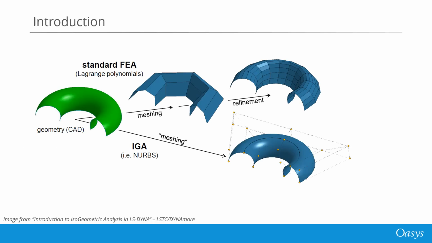Isogeometric analysis or IGA is an alternative to standard FEA. It lets you create LS-DYNA models directly from CAD without the need for meshing, which leads to higher accuracy in less time.